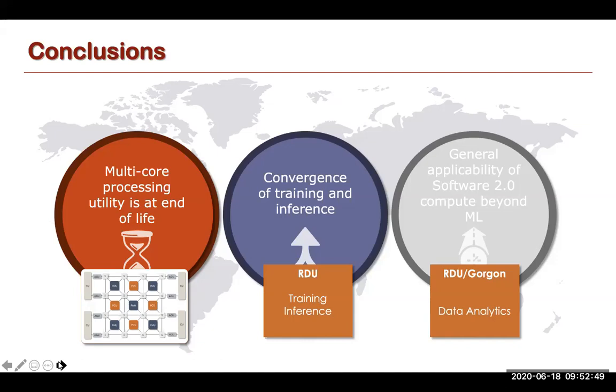And then the last trend we saw is the applicability of software 2.0 compute beyond ML. I didn't get a chance to go into a huge amount of detail here, but I've made the case that a lot of the computation that you want to do outside of ML, I showed you an example of data processing, but also high performance computing sorts of applications such as FFTs, material processing, and the like, they all have this data flow-like component, and what we have is a general purpose reconfigurable data flow architecture. And so you can map these sorts of problems to the architecture and get very high efficiency.